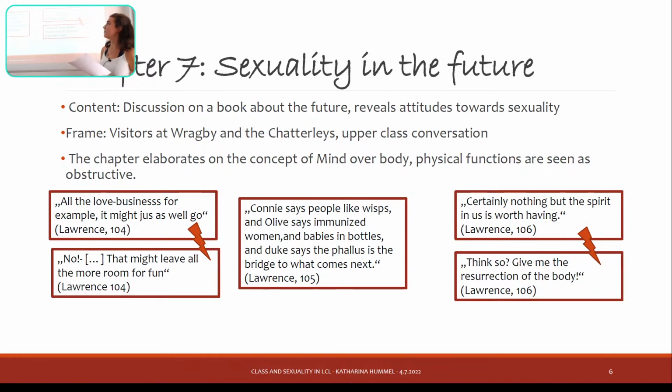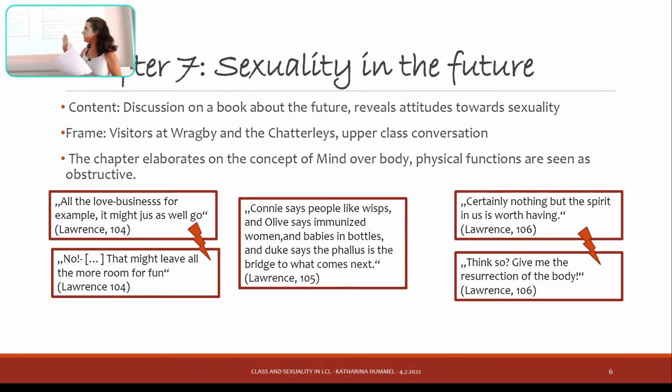Another one is chapter 7, where sexuality in the future is discussed. Here we follow a discussion on a book about the future, and this also reveals attitudes towards sexuality. We have visitors at Rugby and the Chatterleys, and they engage in a conversation. It's all again upper class theory and has not so much to do with the body. The chapter elaborates on the concept of mind over body. Physical functions are seen as obstructive.